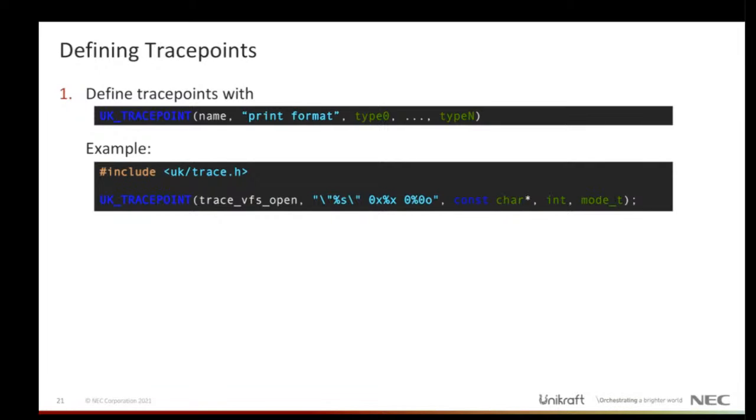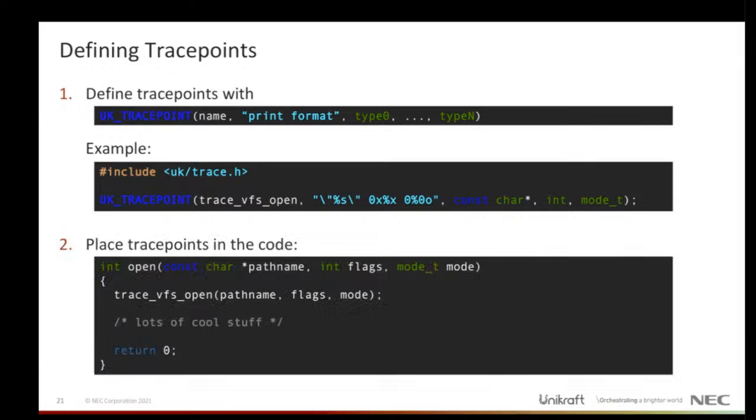As in this example, of course, I need to include the tracing header, which is provided by libukdebug. And then I define the trace point called here trace VFS open. What interests me is the path of the file that was opened, the flags, which is usually an integer, which I want to see as a hex print, and the mode that the user requested. And when I have that trace point, it creates the trace VFS open function. I can just place it in my code where I want to have it.